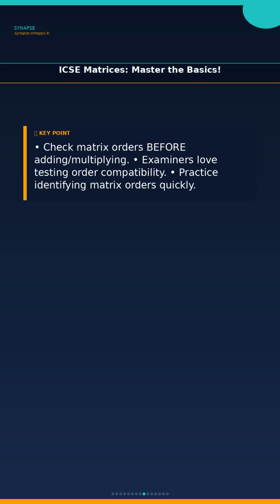Pay close attention here. A very common mistake students make is trying to add or multiply matrices that don't have compatible dimensions. Always check the orders of the matrices before you start any calculations. Trust me, examiners love to test this.